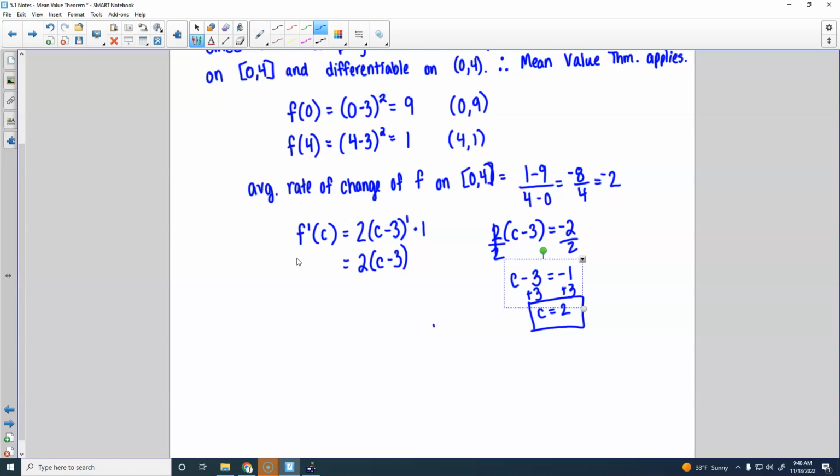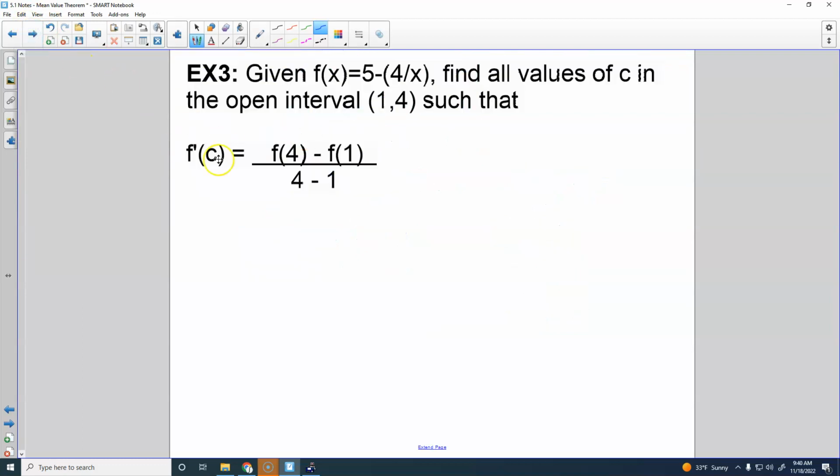Okay. So if it asks you to find the c, I have to show that mean value theorem applies by saying it's continuous and differentiable. You need to find the average rate of change, which is your slope through your endpoints, and then you set the derivative equal to that average rate of change to find that place where that happens. Okay, questions here? All right, let's look at another one.